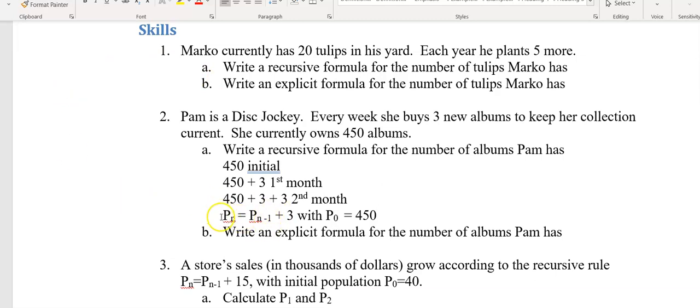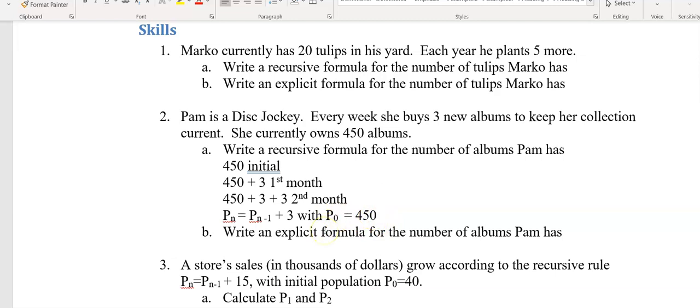But if you'll notice, the first part of the recursive formula always looks the same. The nth item is equal to the previous item, the n minus 1 item, plus whatever is changing each month, or each year or each day or whatever our time period might be. And then we always list what our initial amount is.